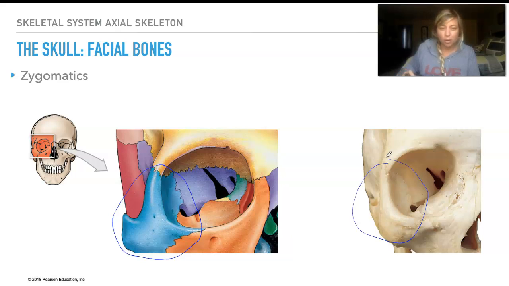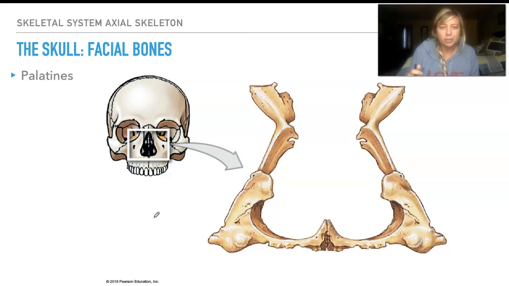So they also form part of the orbit of the eye. The lateral orbit of the eye is made up of the zygomatics. There is a little hole there. That's actually a passageway for a nerve, the zygomatic facial foramen. Those are the zygomatics. The next bones are the palatines.